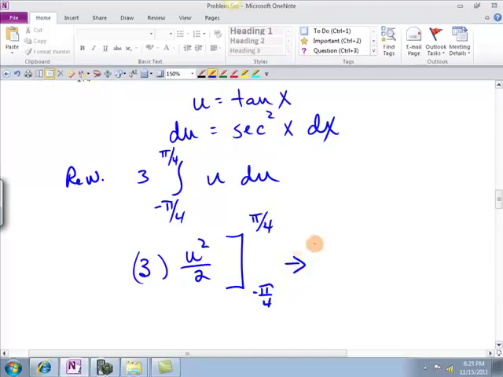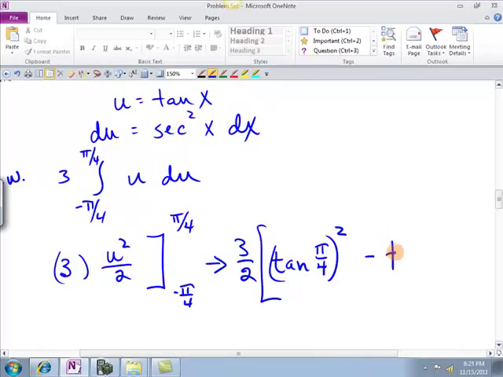So, bless you. We got 3 halves. I'm going to go ahead and substitute back in. And I've got, let's see, tan pi over 4, and we can do it like this, squared minus tan of negative pi over 4. Right, because you are doing definite limits of integration.